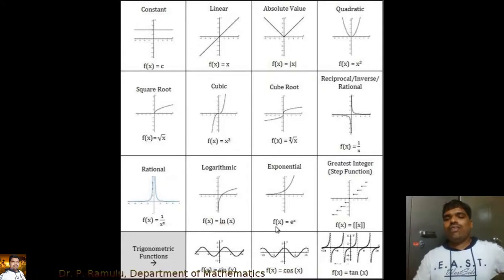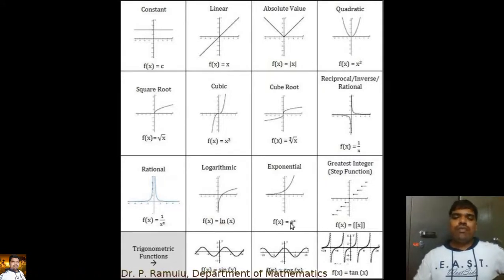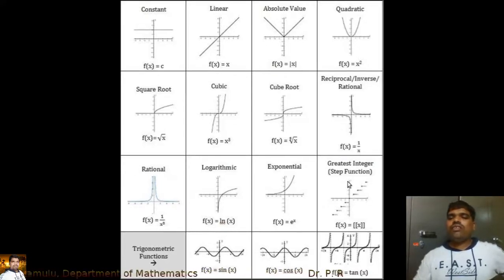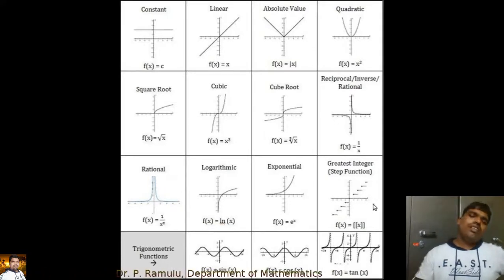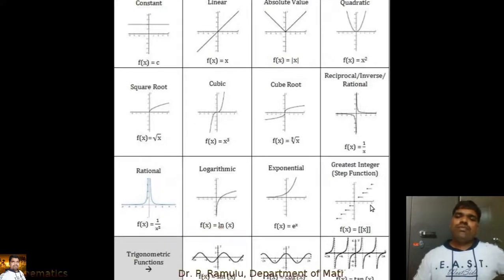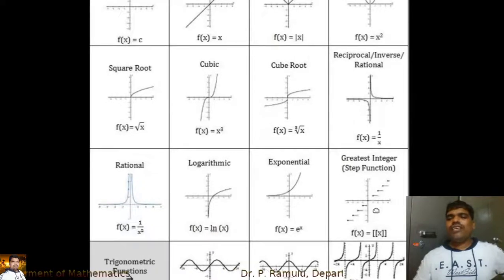This is called the exponential function, right? A function of the form f of x equal to e power x is called an exponential function. Step function. Okay, we will discuss the step function later. Already we discussed some other things. Okay, no problem, but we will discuss the step function later.